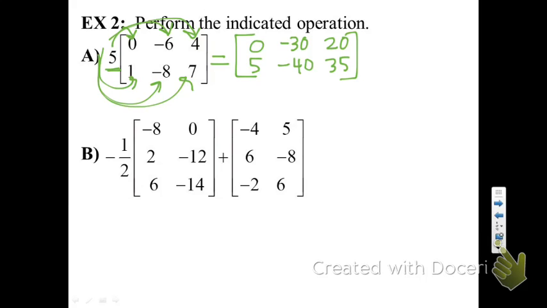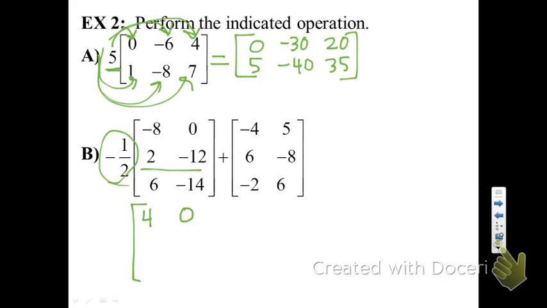On the second one, I would encourage you, first of all, to make sure the dimensions are equal. And both of them do have equal dimensions. And then I would go ahead and multiply my scalar first. So when I multiply that scalar first, I take negative half times negative 8, which is 4. I'm going to go across. Negative 1 half times 0 is 0.